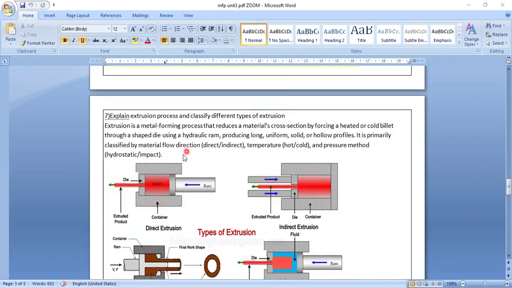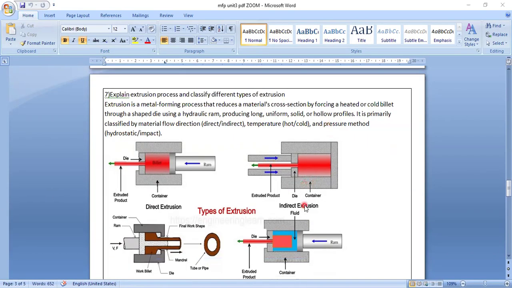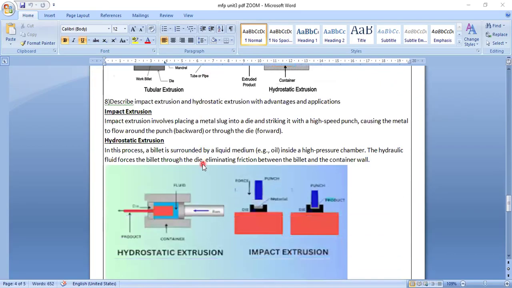Now, take the definition. Extrusion is a metal forming process that reduces the metal cross section by forcing a heated or a cold billet through a shaped die using a hydraulic ram. Definitely, one ram force should be given from the backside. So, producing long, uniform, solid or hollow profiles. So, long wires, long tubes, pipes can be manufactured in this extrusion process. It is primarily classified by metal flow direction, direct or indirect, temperature, hot or cold, and pressure methods, hydrostatic or impact.